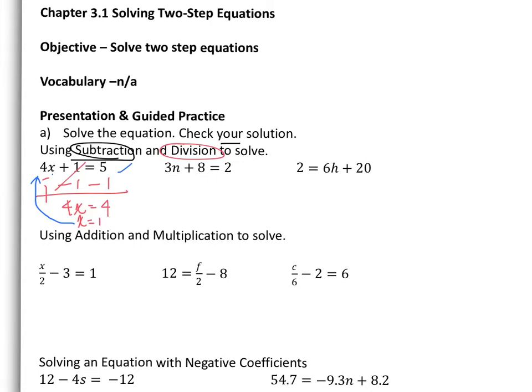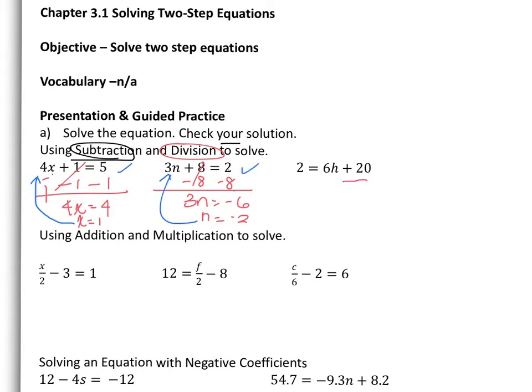And for the next one, I'm going to subtract 8 from both sides of the equation. Bring down 3n. 2 minus 8 gives me -6. Divide by 3 on both sides. n would equal -2. Let's do a quick check. 3 times -2 is -6, plus 8 is +2. Check.